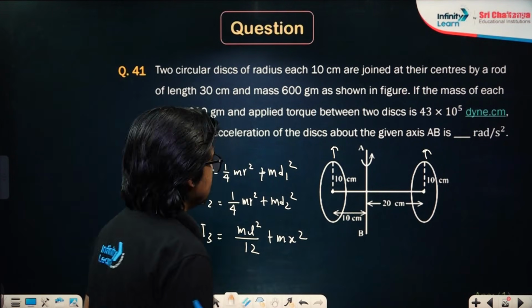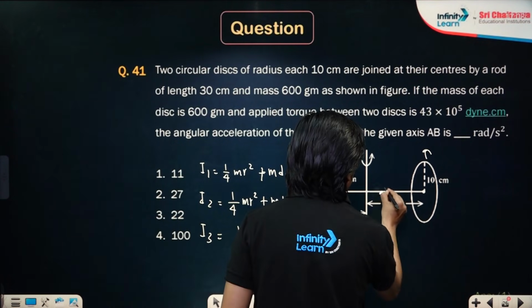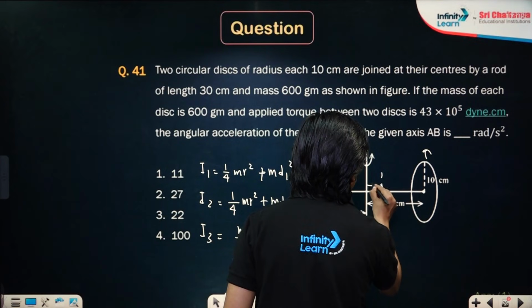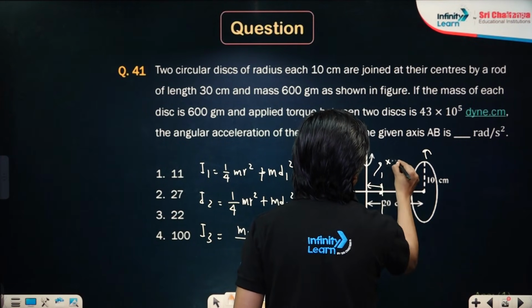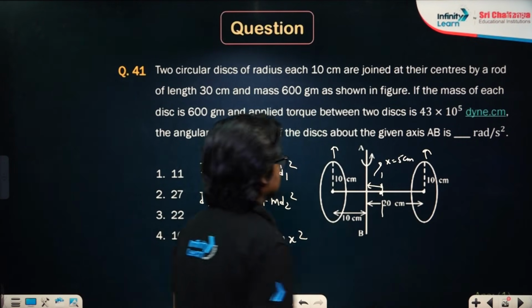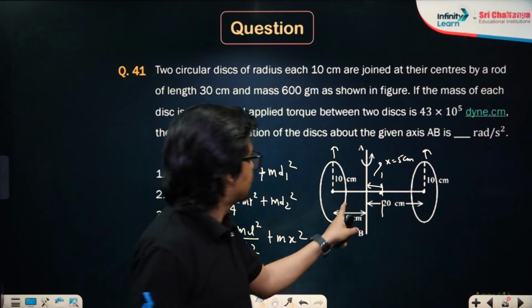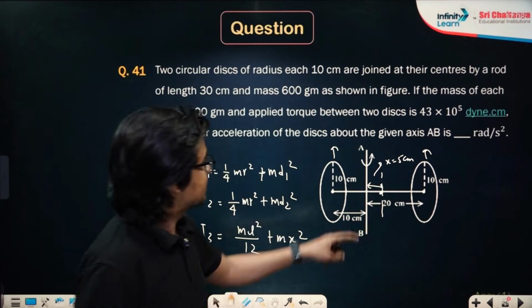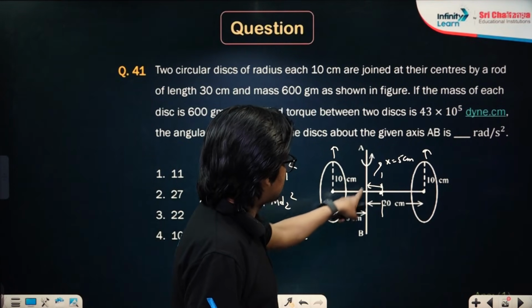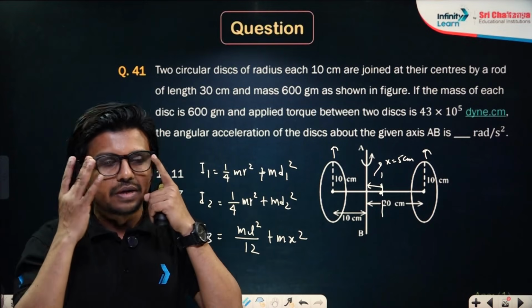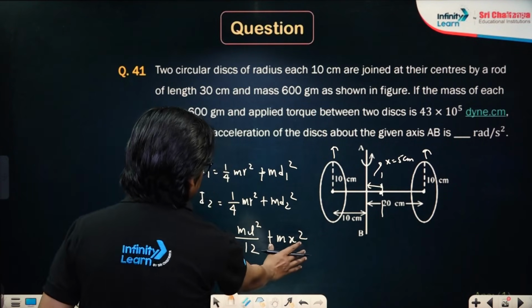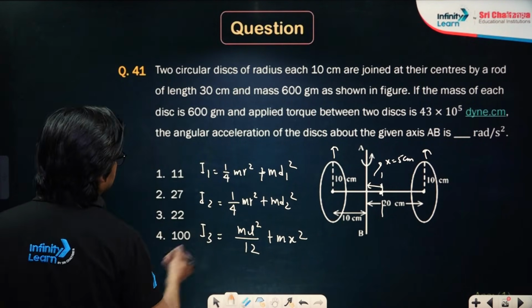What is that x? Here will be the center. So this x is actually equal to 5 centimeter. Midpoint is at 15 centimeter from one of the end. But this axis is going through x equal to 10 centimeter from one of the end. Okay, so m x square.